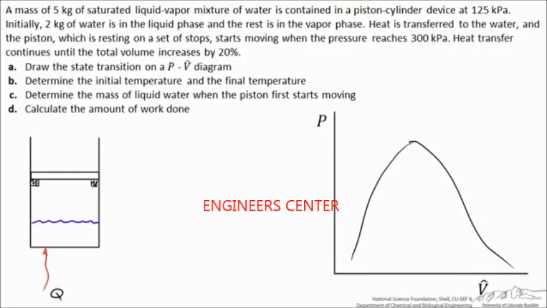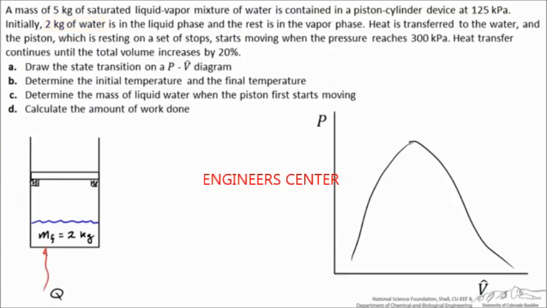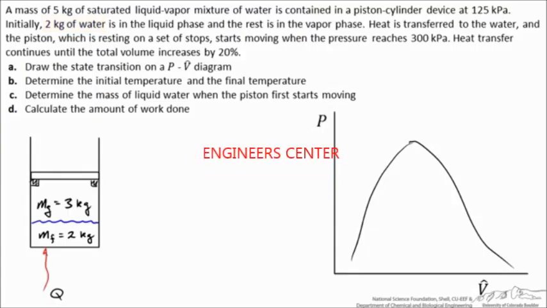Heat is added to the system, and we've got 2 kilograms of liquid water. Therefore, we've got 3 kilograms of water vapor. So heat's added. Once the pressure reaches 300 kilopascal, the piston moves upward at that point, and heat transfer continues until the volume is 20% greater than the original volume.